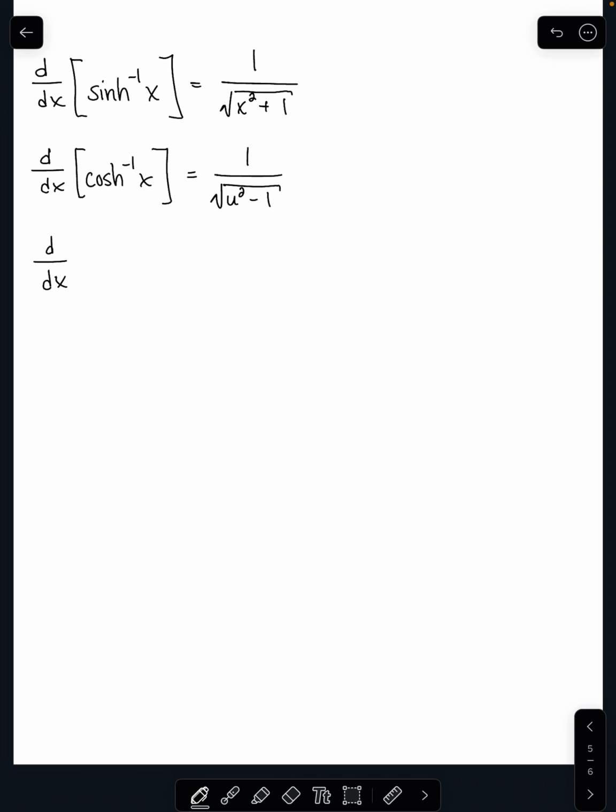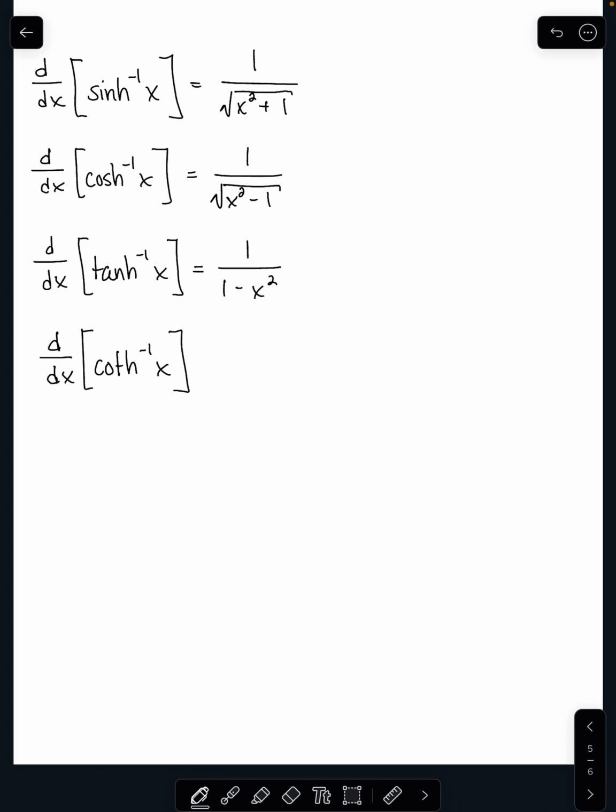The derivative of inverse hyperbolic tangent is equal to 1 over 1 minus x squared. Excuse me, I wrote a u up here. That should have been an x. Now, interestingly enough, the derivative of inverse hyperbolic cotangent is actually also 1 over 1 minus x squared.